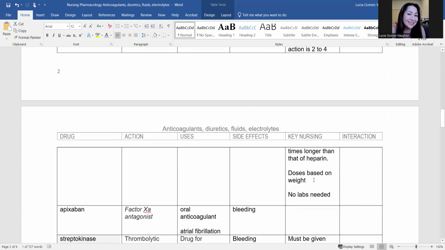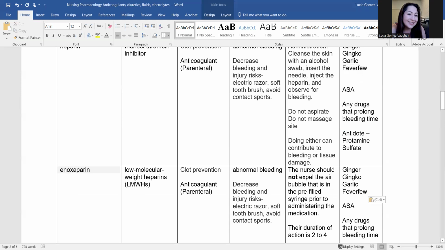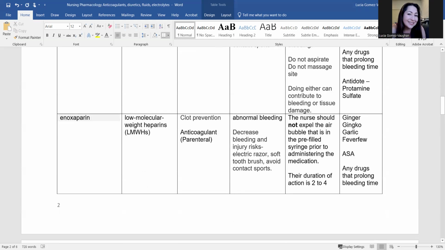The same thing with the herbs. And I'm adding the feverfew to the heparin and the enoxaparin because that also prolongs clotting time. Like before, it prolongs the time it takes to clot, so you're at risk for bleeding. So the ginkgo, garlic, feverfew, aspirin, and any other drug that can prolong bleeding time.